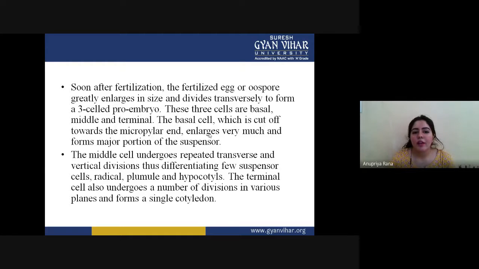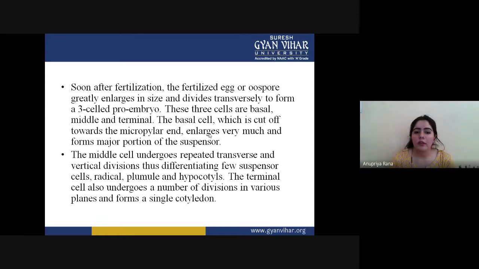The basal cell is cut off towards the micropyle end. As it is the basal cell, it has to be present on the downside, and the downside is always the micropyle end. That's why it is present towards the micropyle end. It enlarges very much and forms the major portion of the suspensor. After some time it increases in size, and most of the portion of the suspensor will be developed by this basal cell.